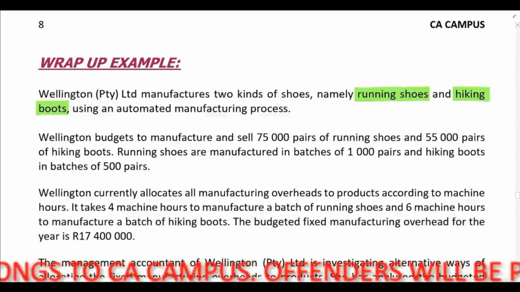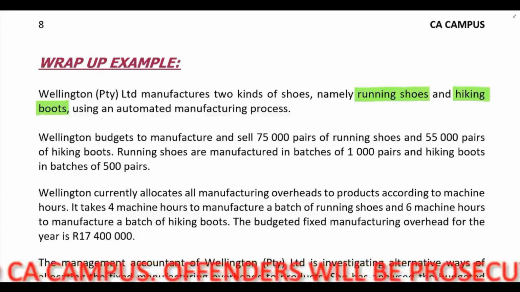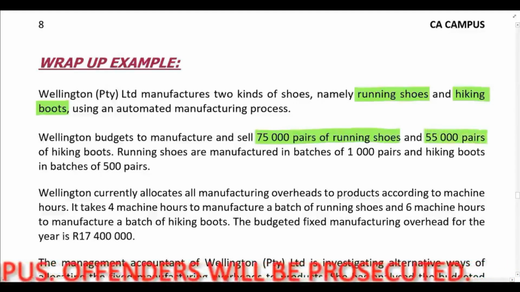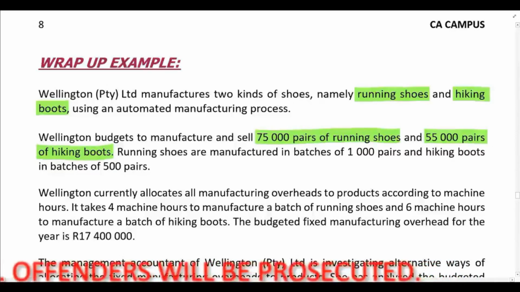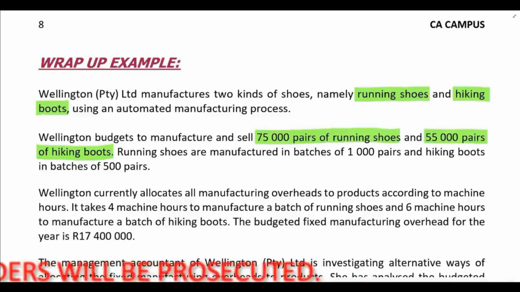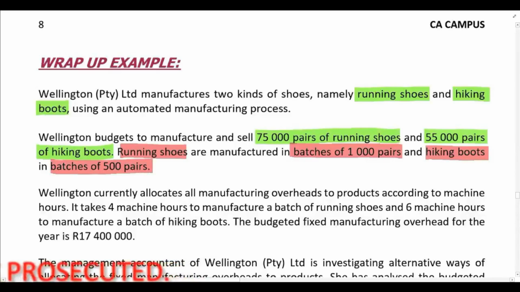And they use an automated manufacturing process. They budget to manufacture and sell 75,000 pairs of running shoes and 55,000 pairs of hiking boots. And running shoes are manufactured in batches of 1,000 pairs, while hiking boots are manufactured in batches of 500 pairs.